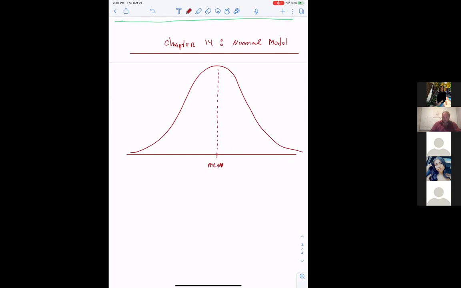Professor, I have a question. So this graph looks like the one on the picture for page 1, right? So it's the same one. Yeah, the normal bell curve is the same.